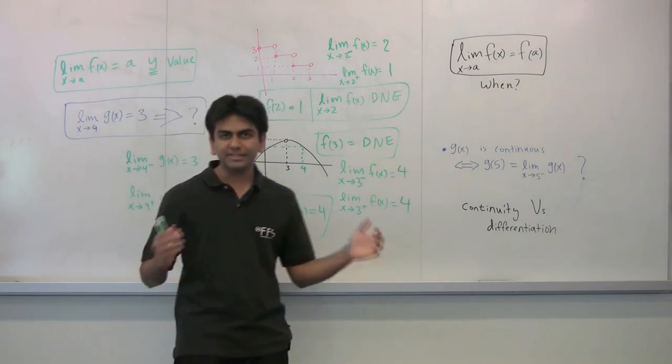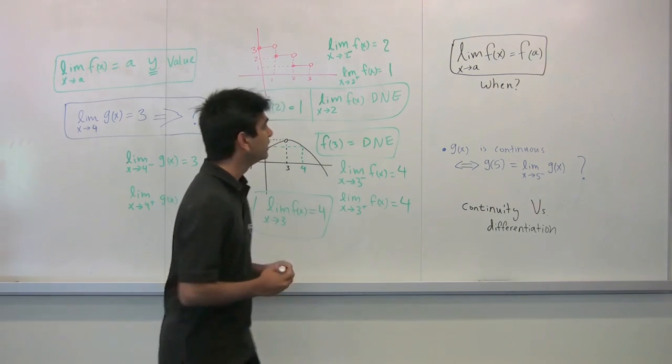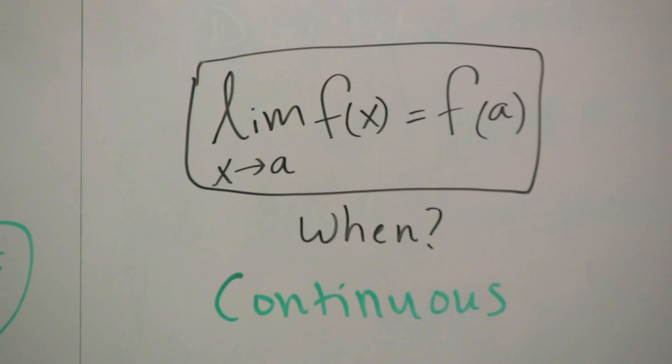So now, to more formally define continuity, instead of just drawing it without picking up your pen or pencil, we can say that a function is continuous precisely when the limit of f of x as x approaches a is indeed equal to f of a for all values of a. That's when a function is continuous.